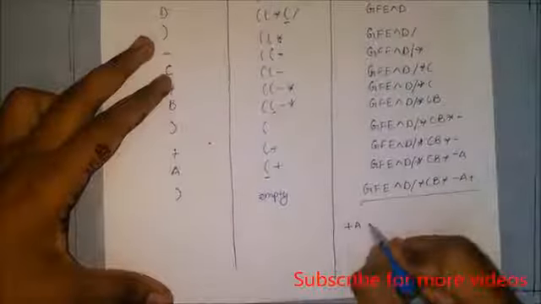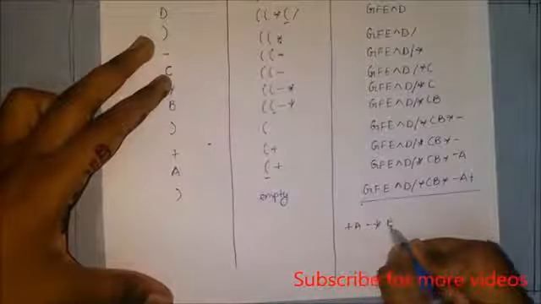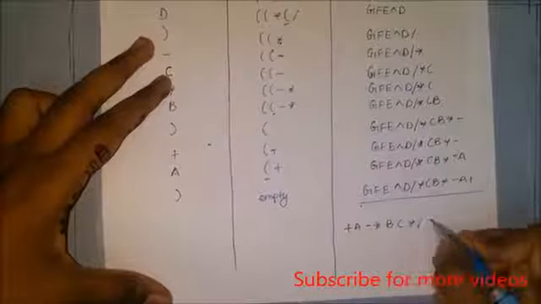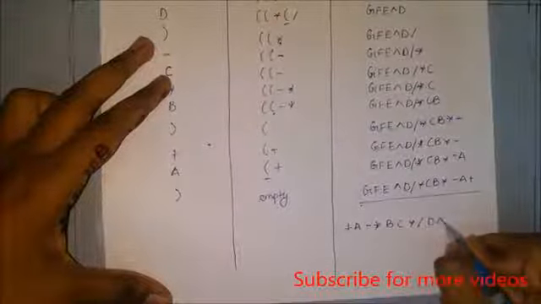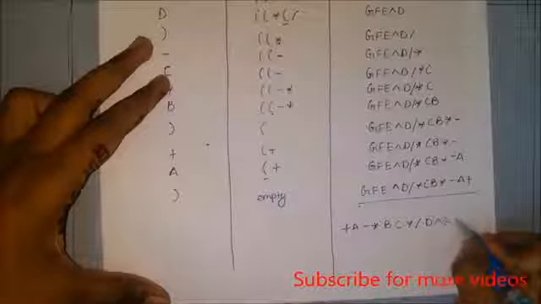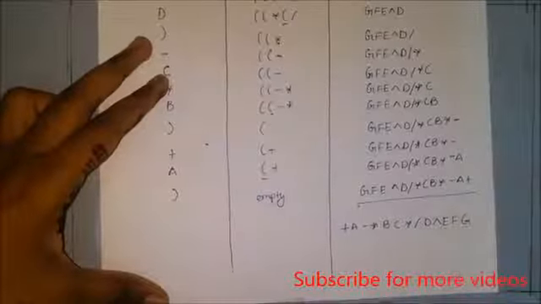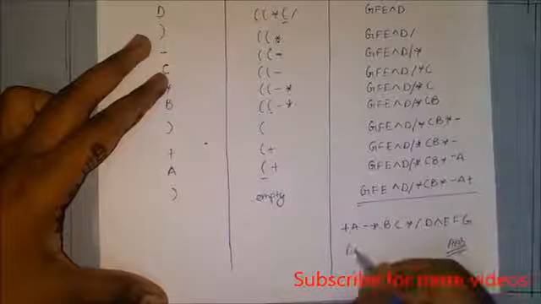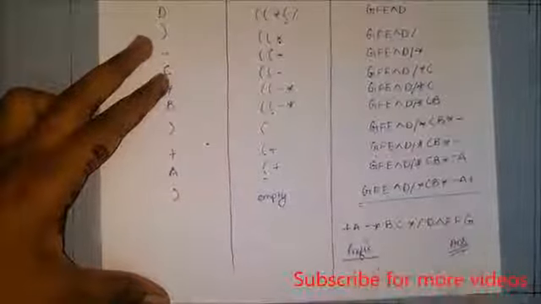So the reverse order will be: minus into b c into divided by g exponent e f g. So here's the result. This will be the desired prefix expression.